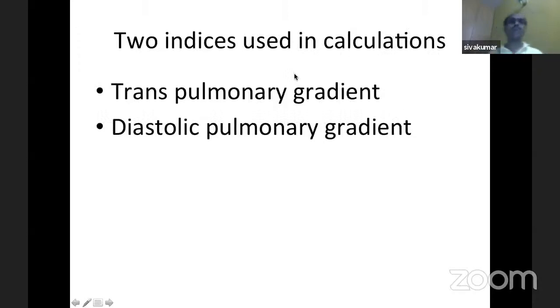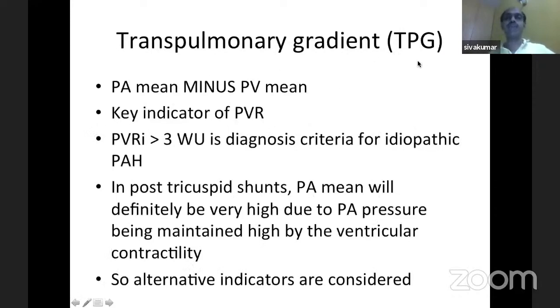One last factor on calculations: transpulmonary gradient and diastolic pulmonary gradient. Transpulmonary gradient is pulmonary artery mean minus pulmonary vein mean pressure. It's the key indicator of PVR. PVRI more than 3 Wood units is the diagnostic criterion for idiopathic PAH.